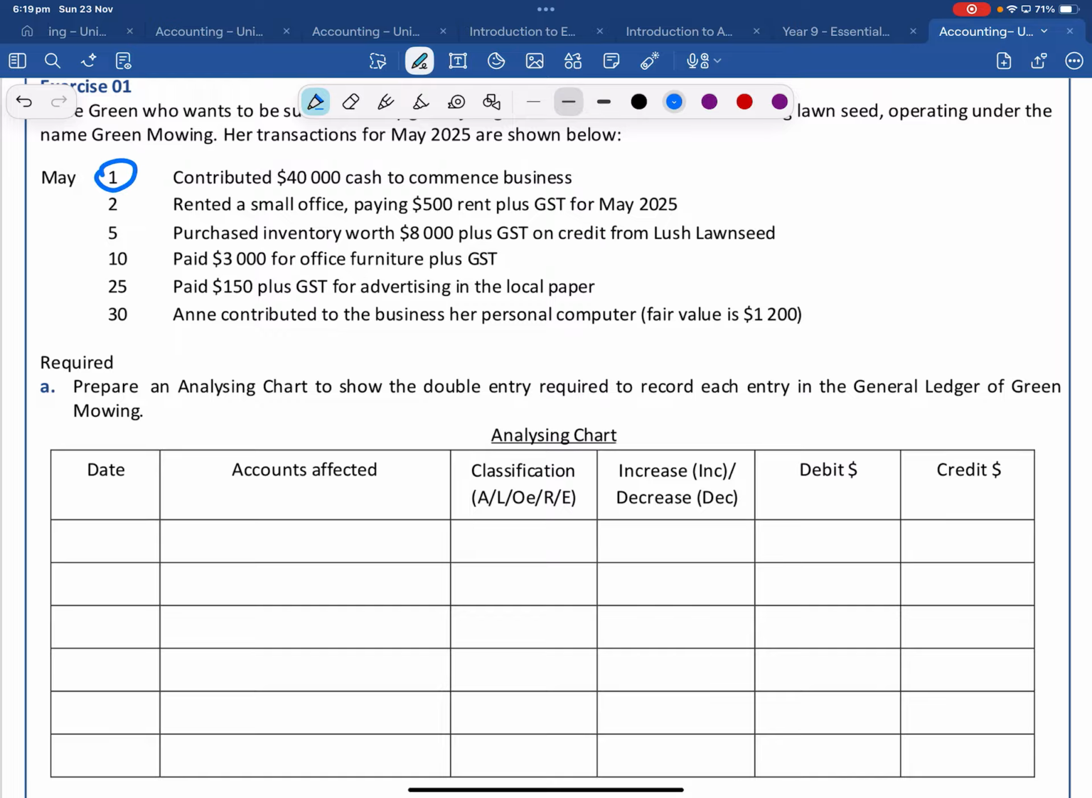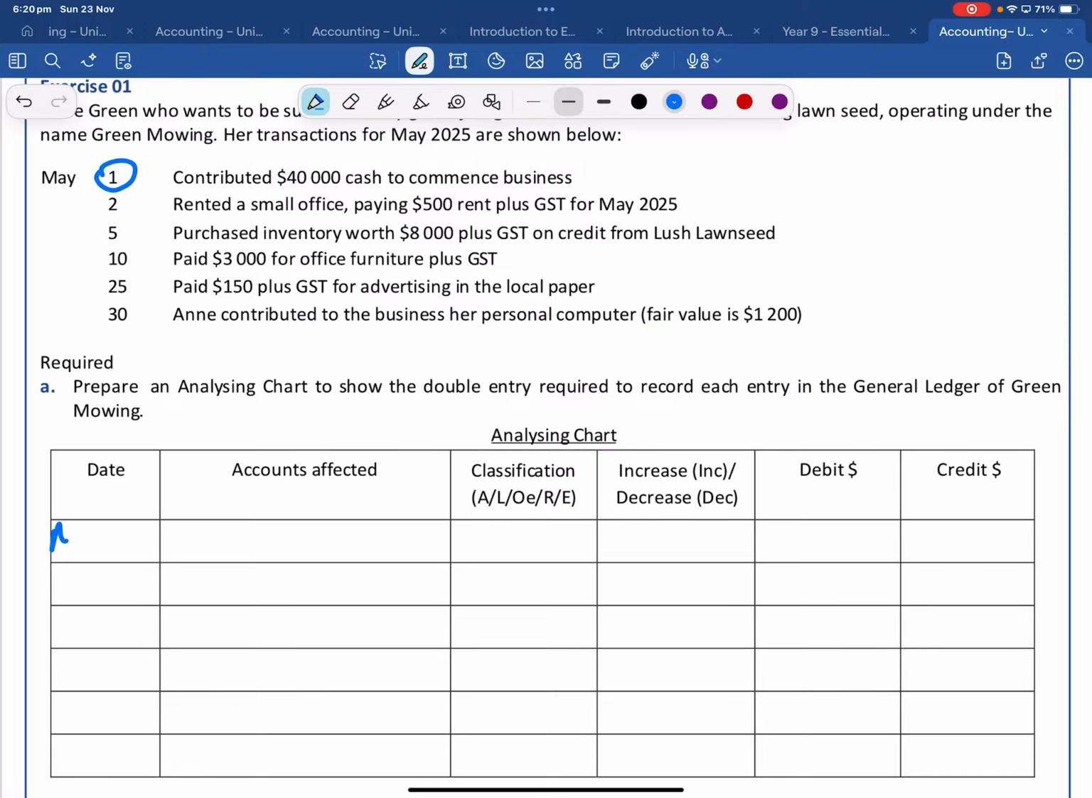Why? Because they are thinking from the owner's perspective. But you have to think from the business's perspective. They think the owner's cash has decreased. Yeah, that's correct, but we don't care. Basically, the business's cash has increased. And what is the other item affected? Capital. What happens to the capital? Increase. Shall we record it?